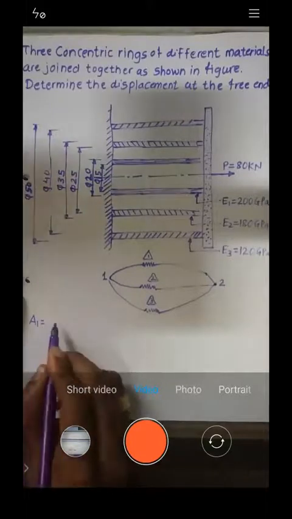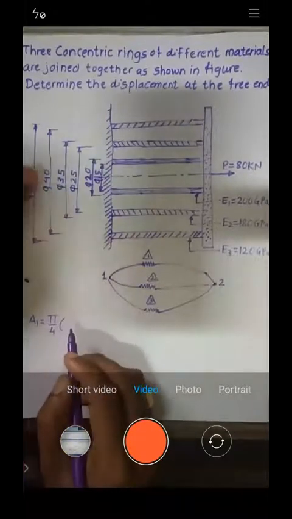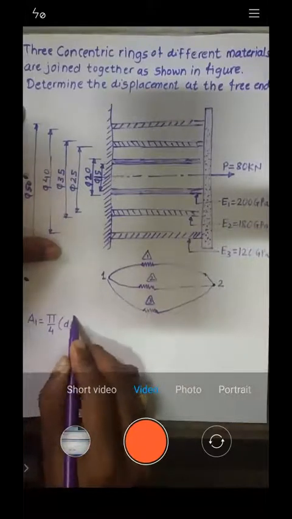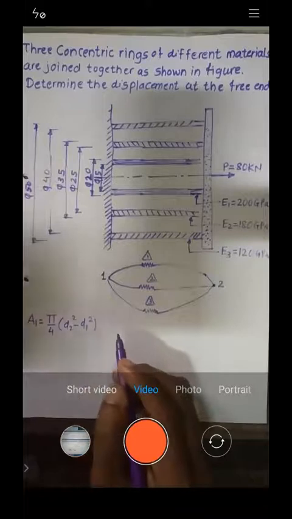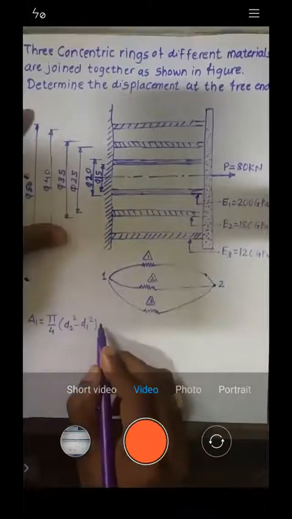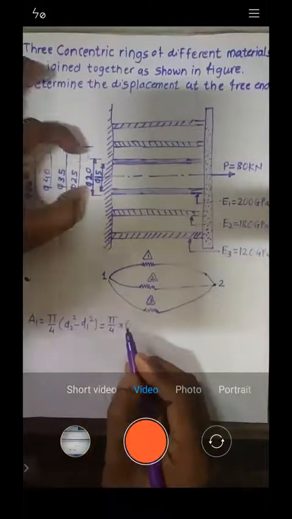It's a circular cross section, right? So it is pi by 4 into d2 square minus d1 square. Is it clear or not? Pi by 4 into d2 square minus d1 square. Is it okay? So pi by 4 into, what is d2?